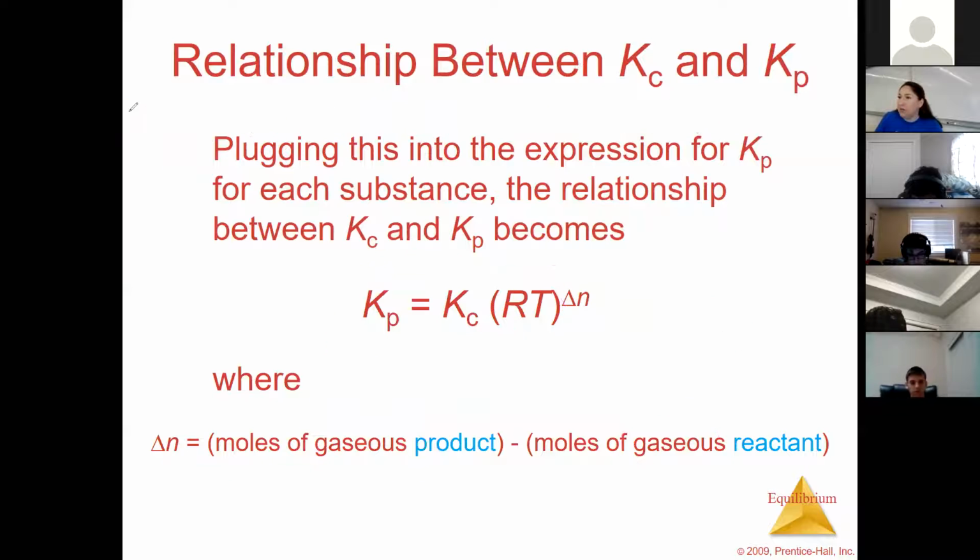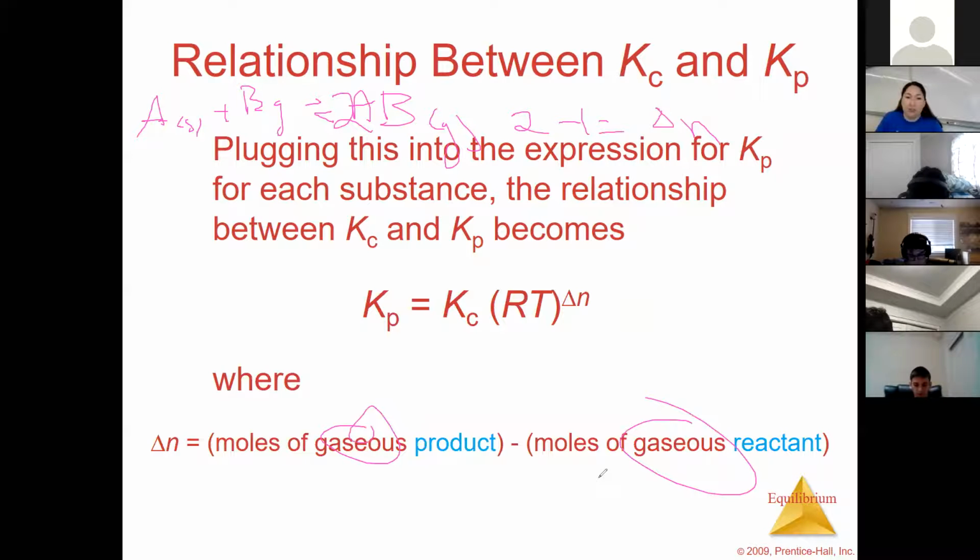If it was solid A plus gas B yields gas AB, it'd be 1 minus 1 for your delta n. It's gases only, and it's products minus reactants, and that's what goes right here. And we'll have this on our AP sheet. You won't need this for, I think, tonight's worksheet, but you will for the next one. Maybe you have enough to get Kp, but it wants Kc. You just plug into this equation and you can convert between the two, or vice versa.